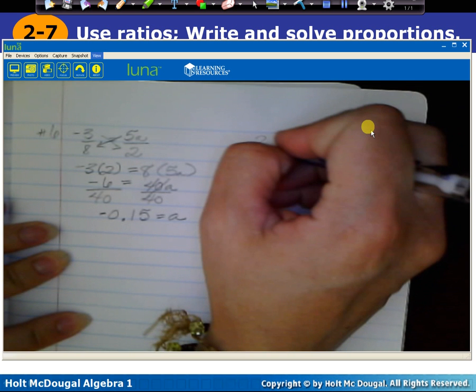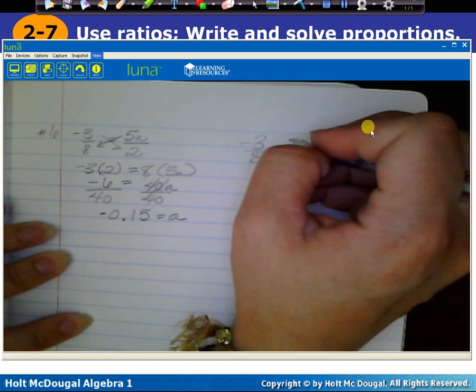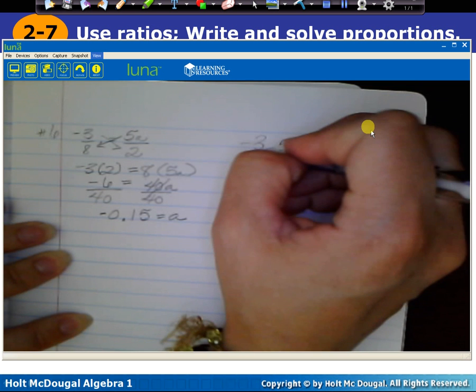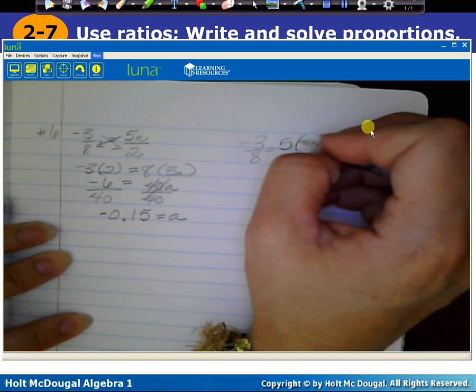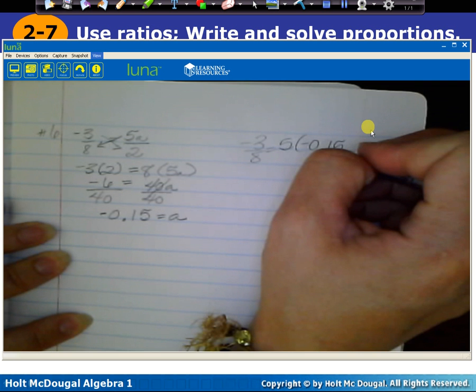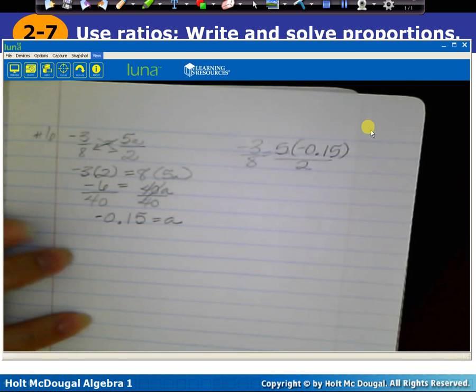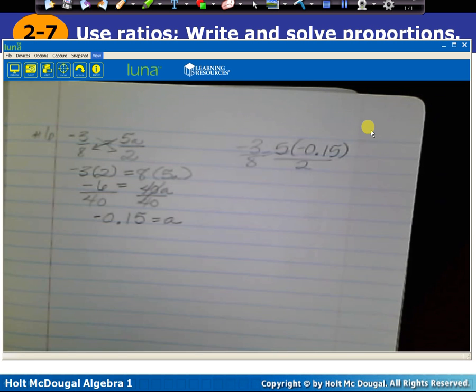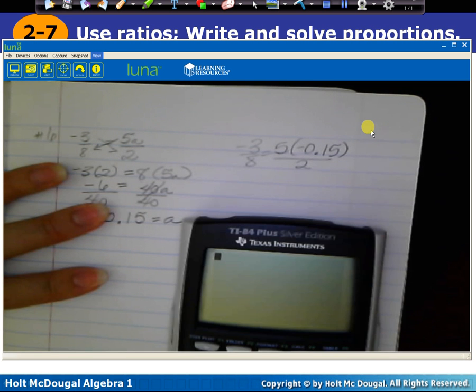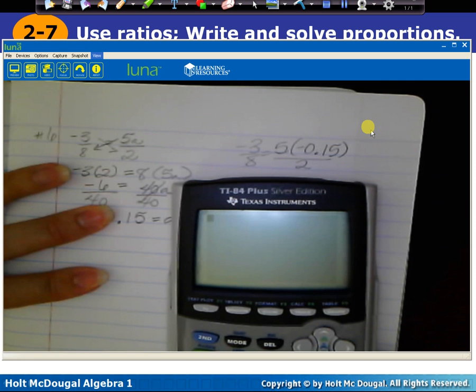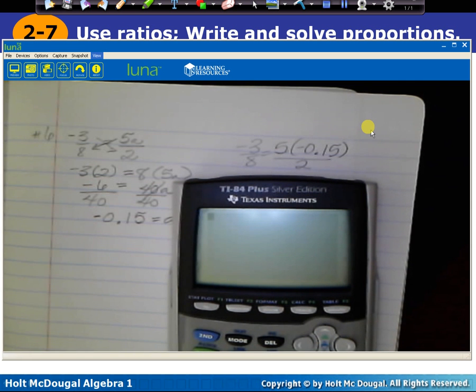So let's go back to our original problem and check that. Negative 3 over 8, and then I had 5 times a, which is now negative 0.15 over 2. Now let's look at checking this a little different way here. I think this is a more logical way to check, and we certainly do not discourage you from doing this. Like Ms. Singh has been saying, you can type it in your fraction bar, but we also know that a fraction bar is just another way of saying divide.